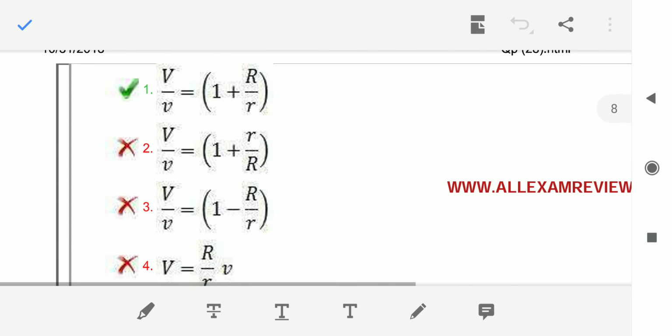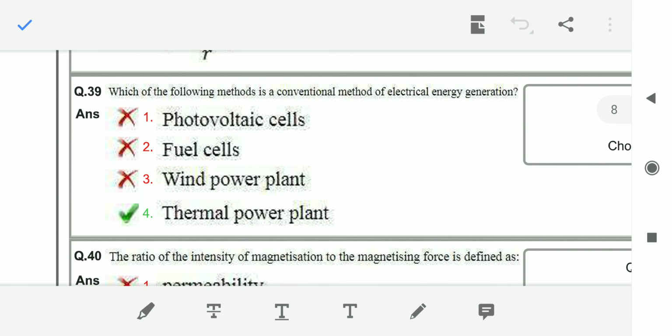And coming to question number 39. Which of the following methods is a conventional method of electrical energy generation? Conventional method is nothing but non-renewable energy sources. If he is asking for a non-conventional method, that is nothing but a renewable energy source. Here he is asking you to mention a conventional method.